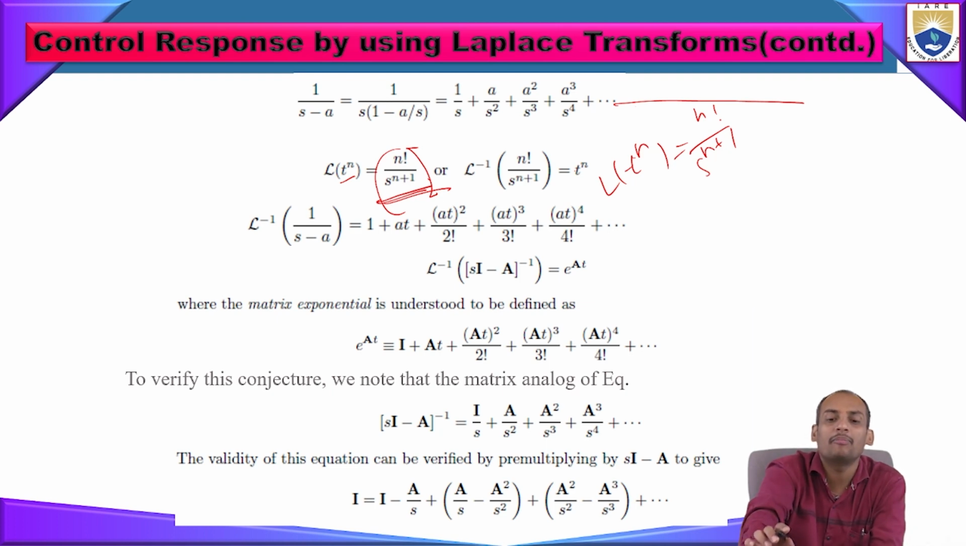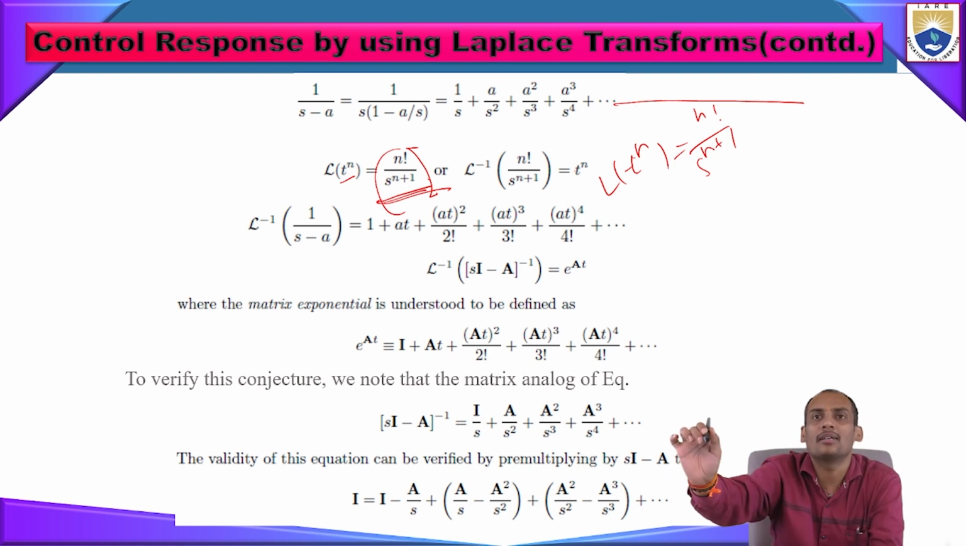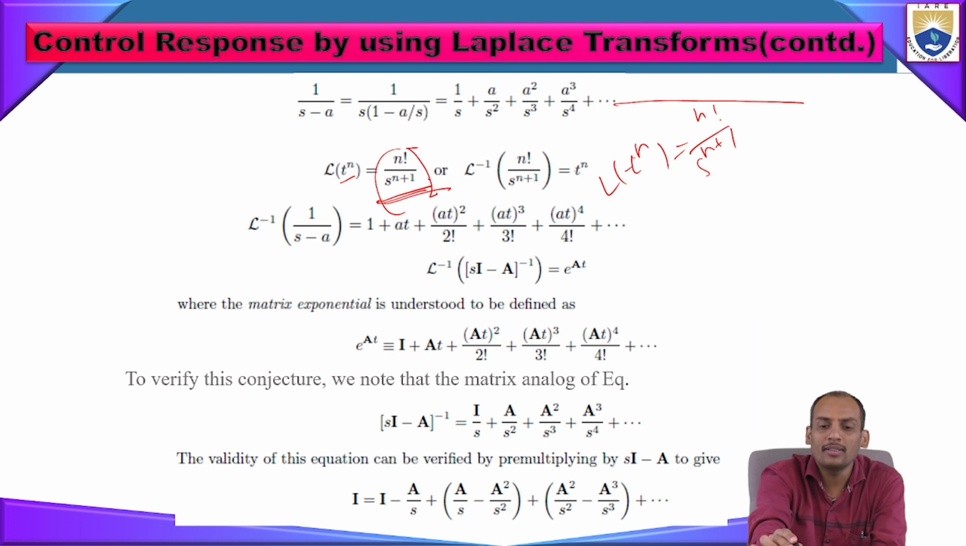For 1 by s minus a, if you write the inverse Laplace transform, that will be 1 plus at plus a square t square, a cube t cube, a power 4 t power 4, like that it goes on, because t power n is included here now. This inverse of 1 by s minus a we already wrote before as e power at. In matrix inverse form also, (sI minus A) inverse can be equated to e power At.